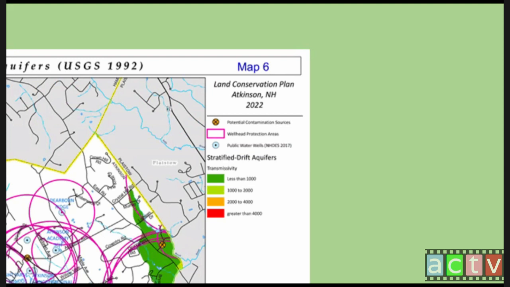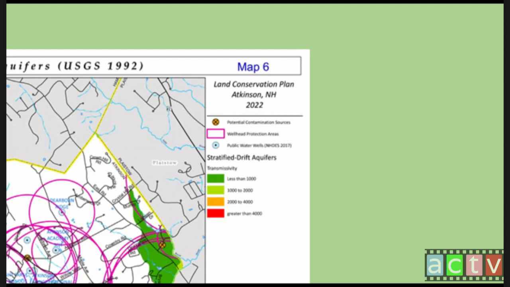There are indications on here, why my cursor keeps disappearing, of potential contamination sources. Well, we won't talk about some of those. But the Sunoco station, for example, had a leak. What was it that leaked? It wasn't PFAS. It was before that, MTBE. PCBs and MTBE, yeah.